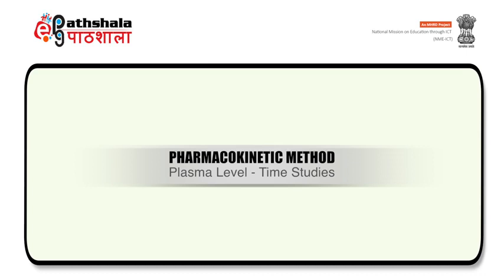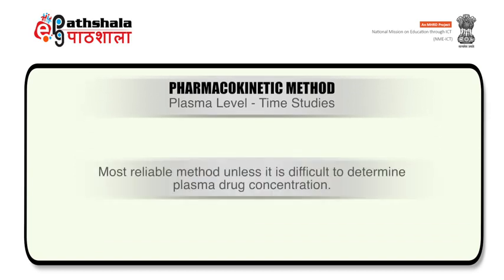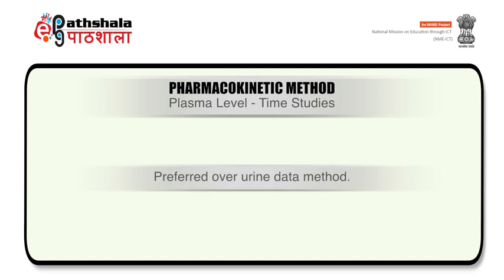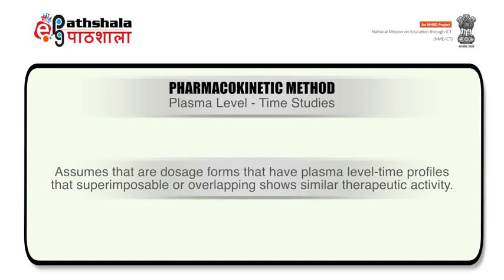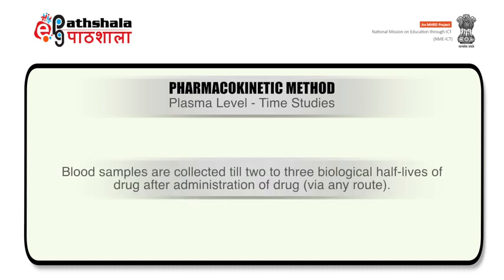Now we will study in detail about the pharmacokinetic methods, and in this, the plasma level time studies. It is considered to be the most reliable method unless it is difficult to determine the plasma drug concentration. This method is preferred over the urine data method. This method assumes that two dosage forms having plasma level time profiles which are superimposable or overlapping show similar therapeutic activity.